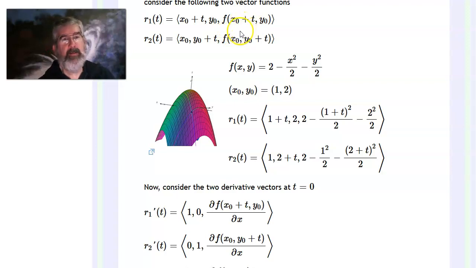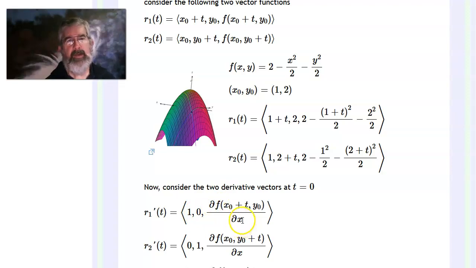This is just like taking the partial derivative with respect to x, right? Only it's the t playing the role of x here, but it's in the x component that things are changing. So this is just, well, 1, 0, and this is just the partial of f with respect to x.